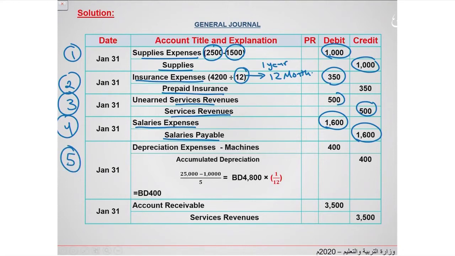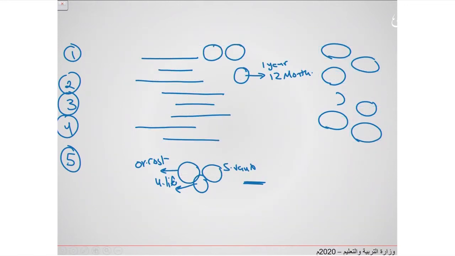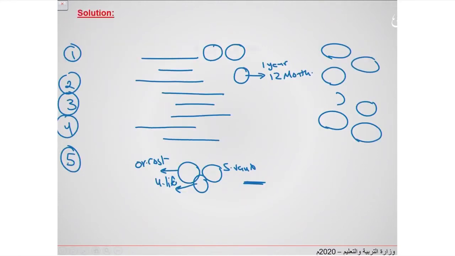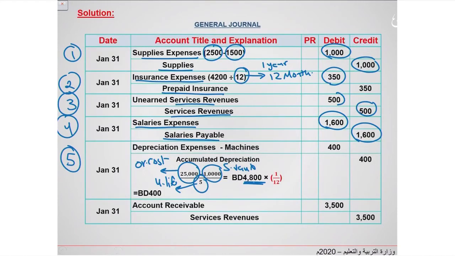Transaction 5, I will put depreciation expense and accumulated depreciation equipment. So 25,000 is the original cost, and 1,000 is the salvage value, and 5 is the useful life. You will get 4,800. As we have mentioned in the question, prepare the adjustment for 1 month. So I will multiply 4,800 by 1 over 12. 1 means 1 month only, and 12 means the months. Get 400 in debit side and credit side 400.